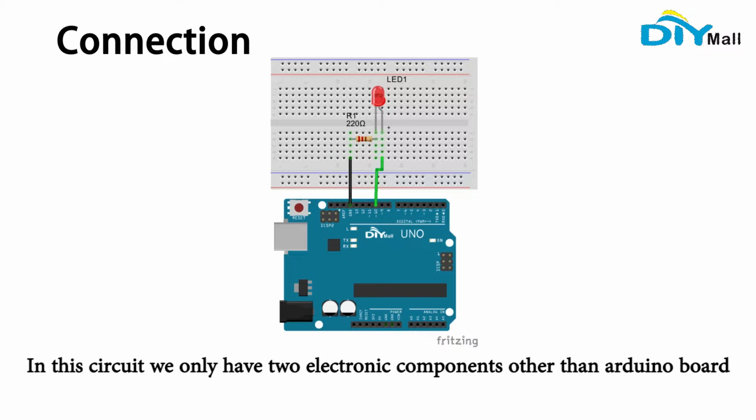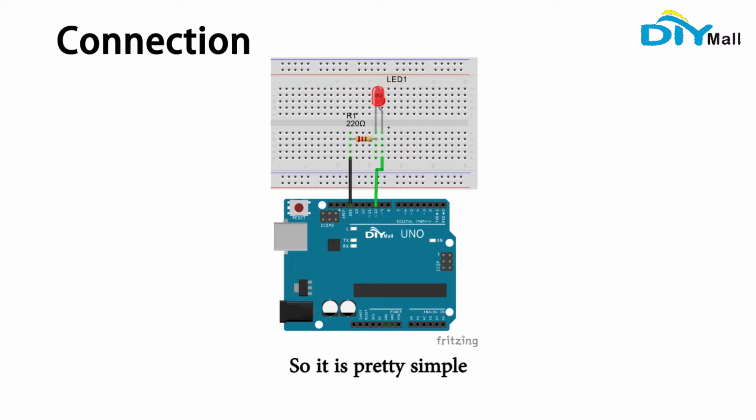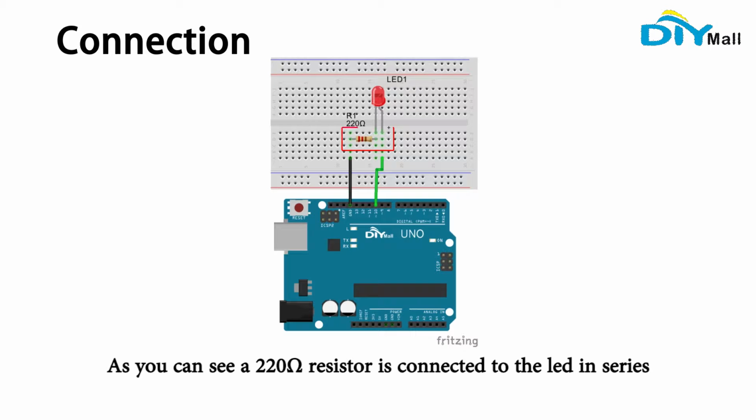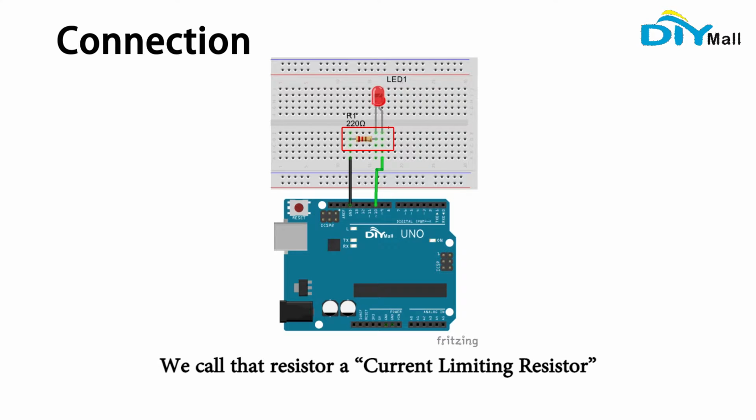In this circuit, we only have two electronic components other than the Arduino board, so it is pretty simple. The positive pin of the LED connects to digital pin 10. As you can see, a 220 ohm resistor is connected to the LED in series. We call that resistor a current limiting resistor.